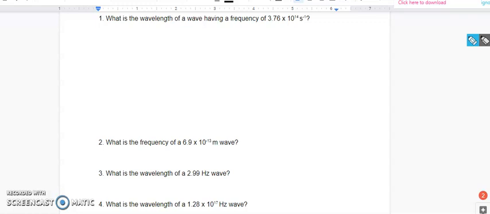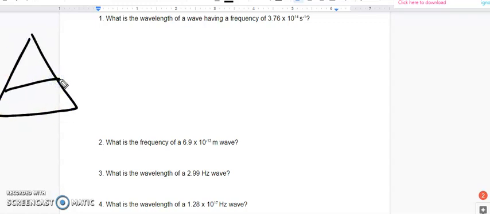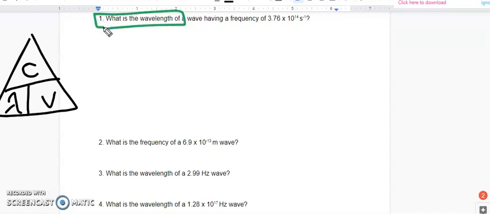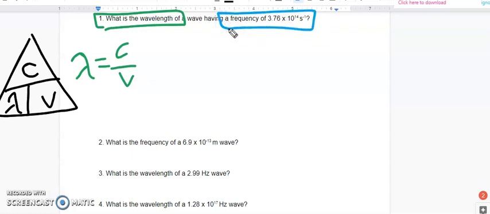Now remember, when you're doing wavelength, our triangle is wavelength, C, and V. And remember, our C is our constant. So this question, number one, asks what is the wavelength? So I know I'm solving for wavelength, so my equation is going to be wavelength equals C over V. Now, it gives me frequency, which is perfect because that's what I'm missing.